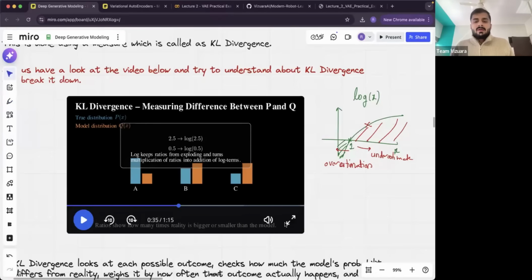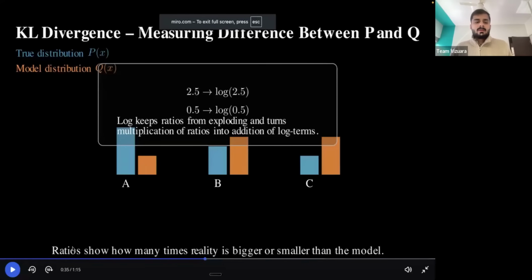Let's try to go further. So this is the first half of the story for KL divergence, where logarithm is used to understand how the two models differ from each other. When the logarithm value is positive, it means that our model is underestimating the true value or true observation. And if the logarithm is negative, it means that our model is overestimating the true value.